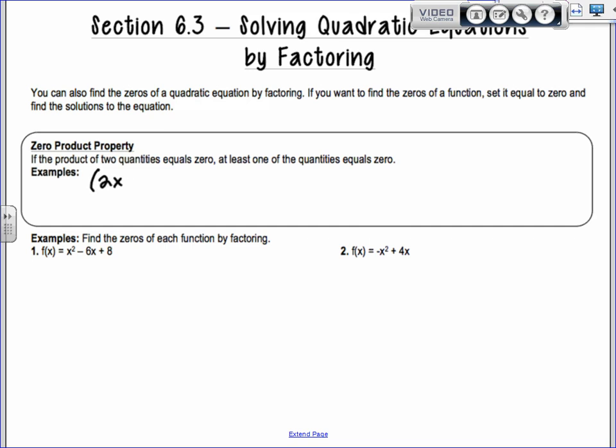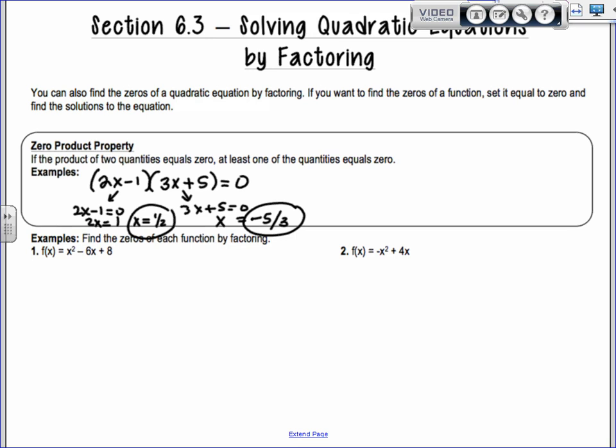It's when you have something like (2x - 1)(3x + 5) = 0, and you basically set each piece equal to 0. So 2x - 1 = 0, or 3x + 5 = 0. So x could be, add 1, divide by 2, 1/2, or x could be subtract 5, divide by 3, -5/3. Both of those would work in the original and make it 0. That's called the zero product property. So we're going to factor and have it all set equal to 0 so that we can find our solutions.